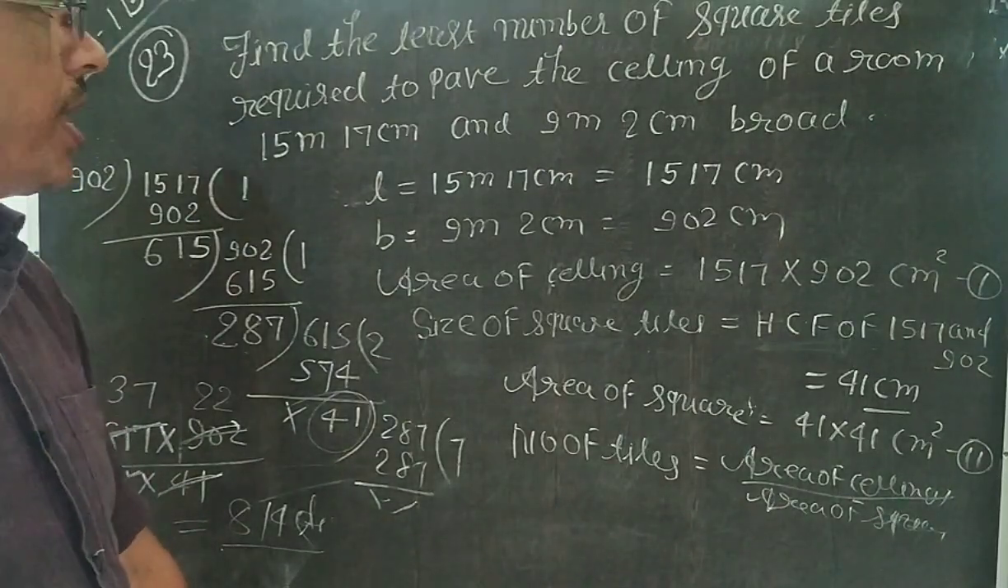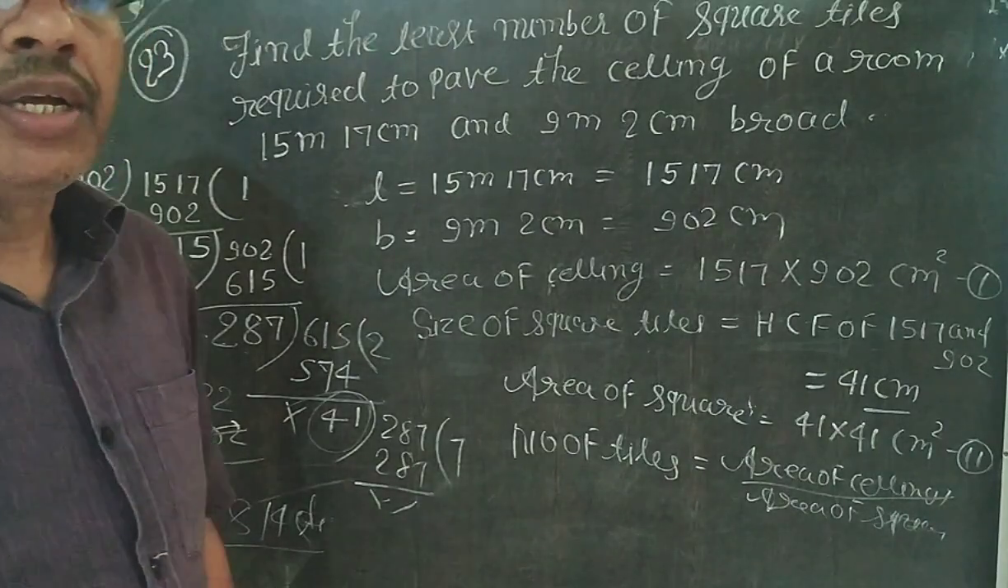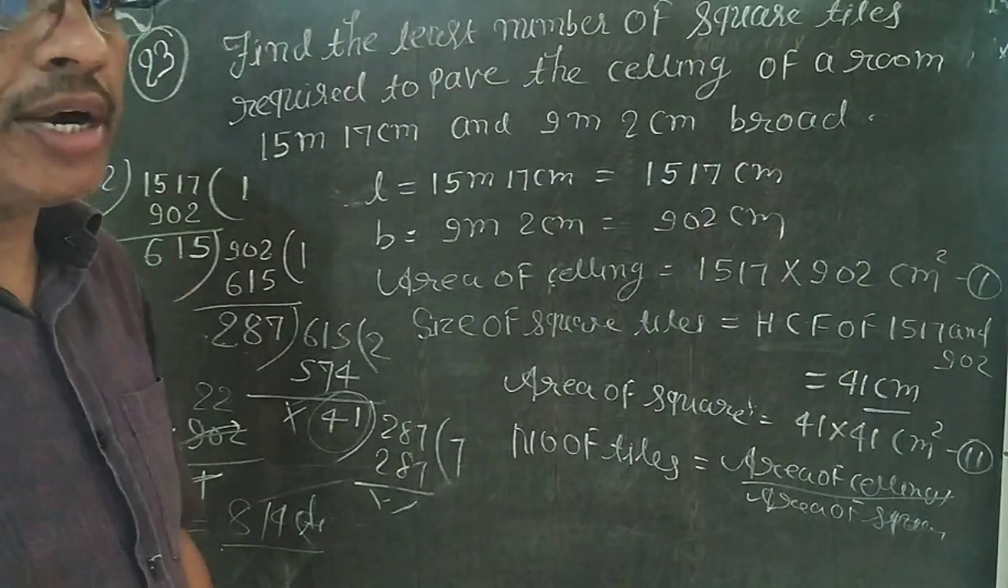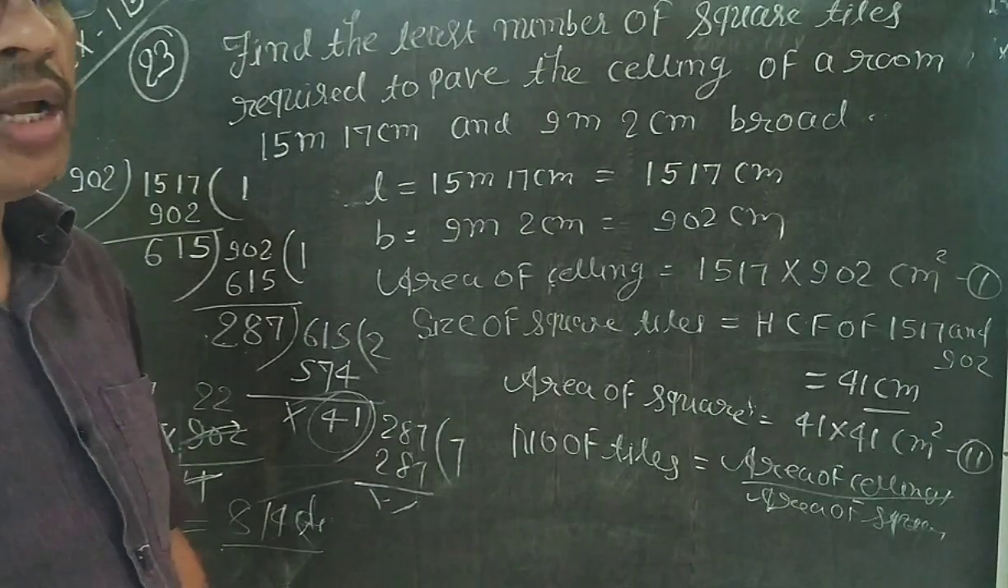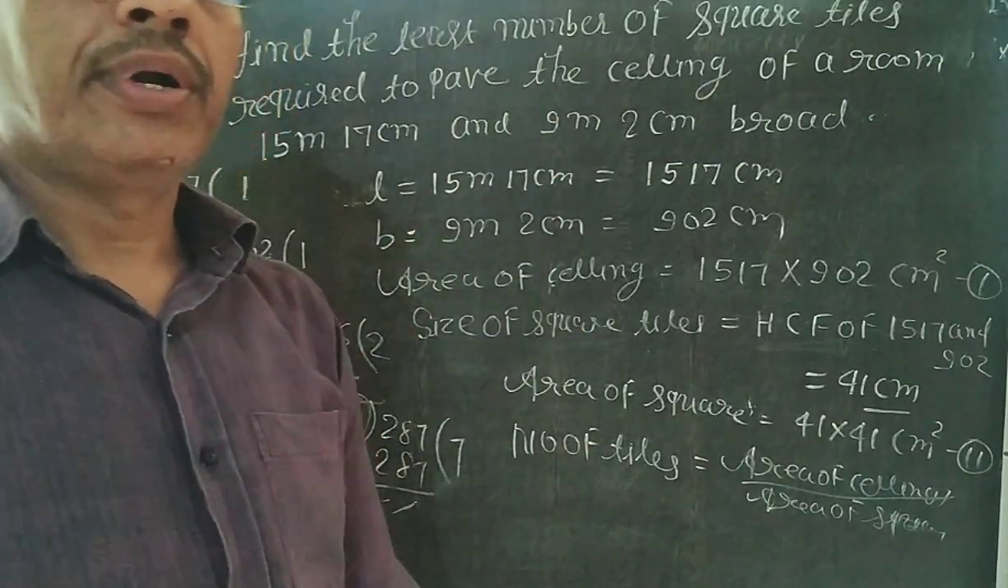So dear student, very important question for you. First you find the HCF of the length and breadth, then you can find the size of the square tiles, and then find the area of a square, and area of room divided by this square, you can get the number of tiles. That's it.